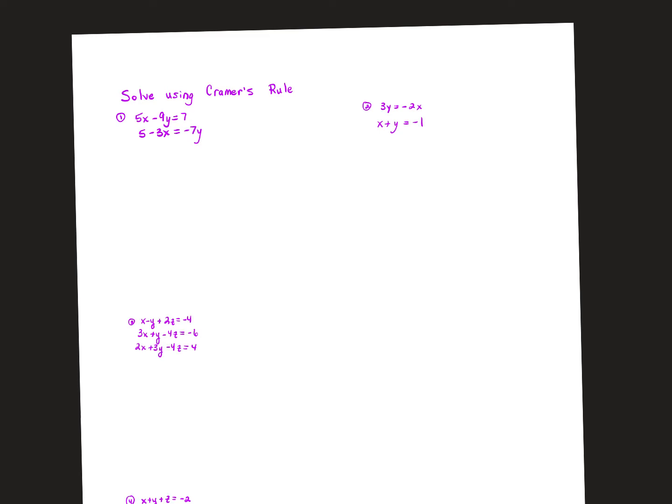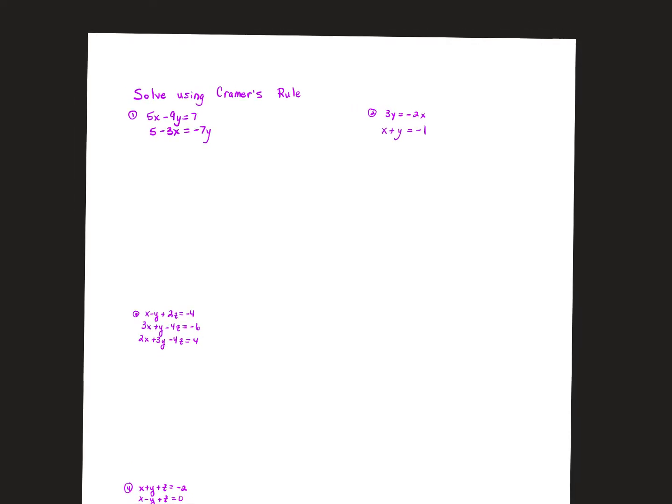So I want to go over 2 Cramers rules, one that's a 2x2, meaning 2 equations with 2 variables, and one that's a 3x3, meaning 3 equations with 3 variables. And then a couple of the completing the squares. You're going to have 4 questions on your quiz tomorrow. 2 Cramers, 2 circles. 1 2x2, 1 3x3.